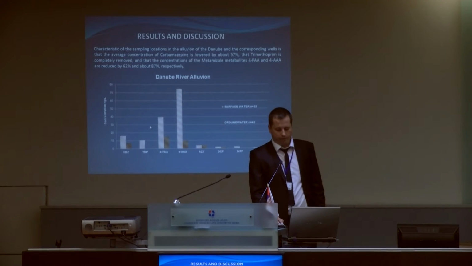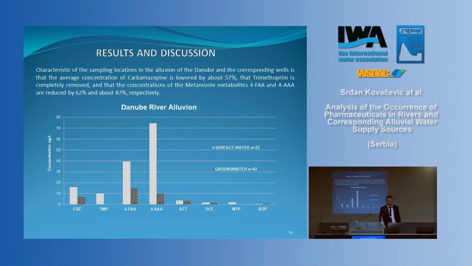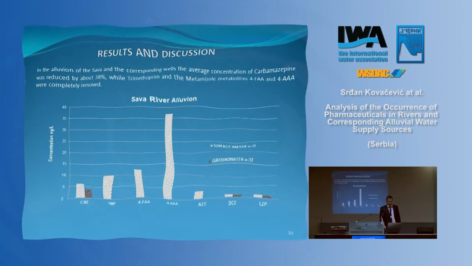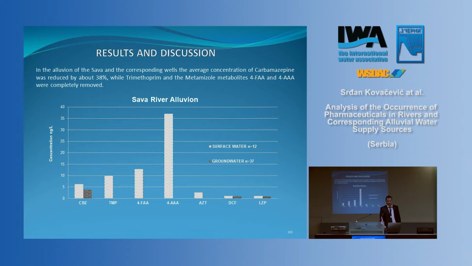You can see on this graph that there is a significant reduction of concentration from the river to the groundwater site for the extraction, and we can see that carbamazepine concentration is lower by about 60%. Imidacloprid is completely removed because antibiotics are more pronounced to remove, and methyl metabolites are reduced by 62 and about 87% respectively. Another site which is very interesting, it's Sava River Alluvial.